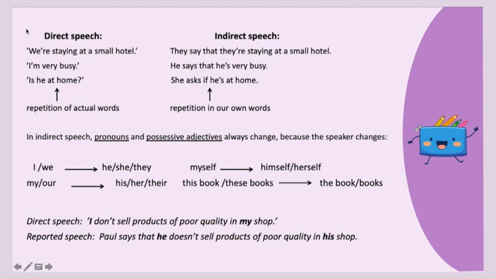Take a look at the examples. We are staying at a small hotel. They say that they are staying at a small hotel. I'm very busy. He says that he's very busy. Is he at home? She asks if he is at home. In indirect speech, pronouns and possessive adjectives always change because the speaker changes.